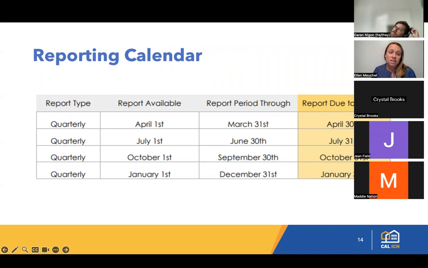These are the dates that the reports are made available. It also reflects what the data will be through, so what time frame we will be asking for that specific report. And then the big, most important deadline is when those reports are due back to Cal ICH. This will also be included in every email you receive from Cal ICH that releases the report, so includes the link that's embedded.